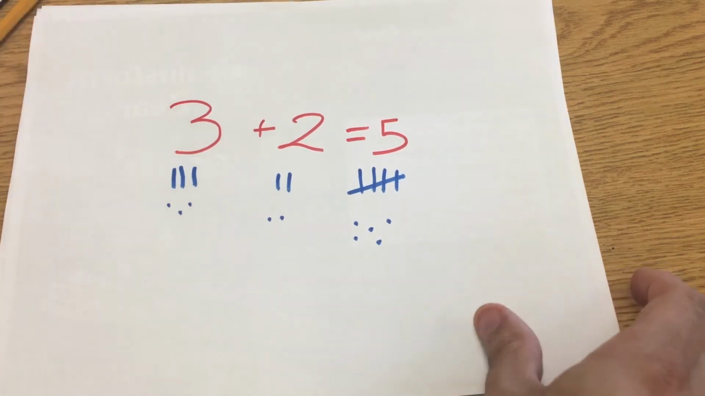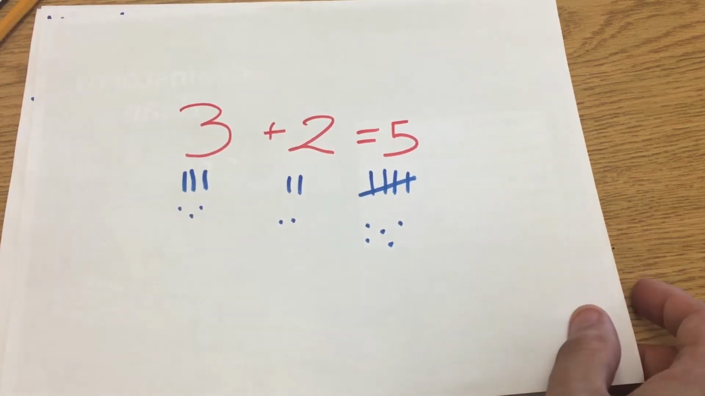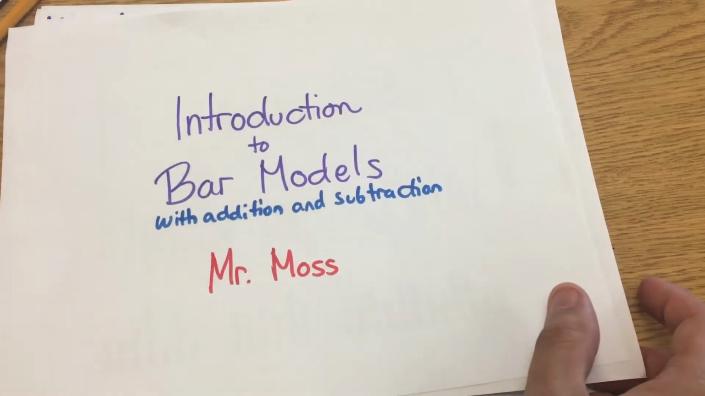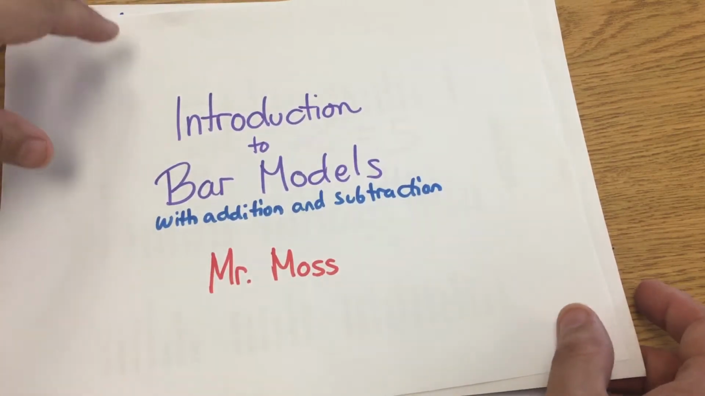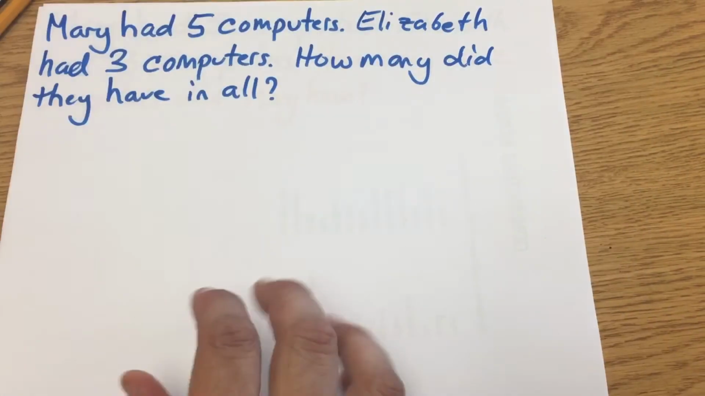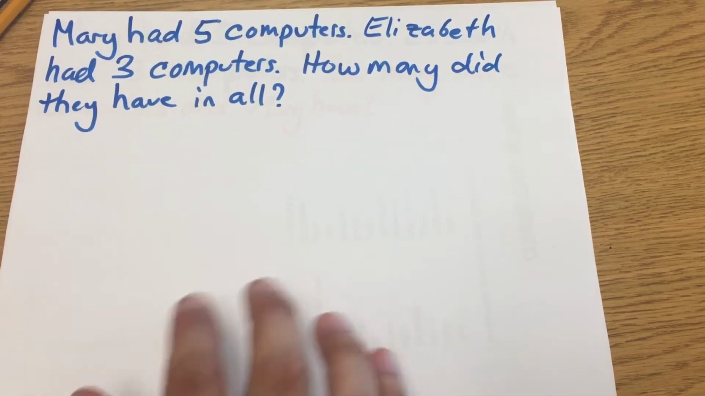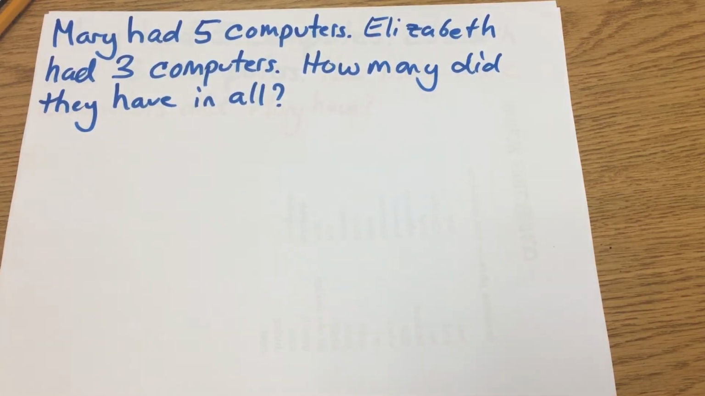So let's take a look now. We said that we're starting off, though, talking about drawing a bar model. And a bar model is simply another way of being able to represent something. So let's take a look at this particular problem right here. Mary had 5 computers. Elizabeth had 3 computers. How many did they have in all?